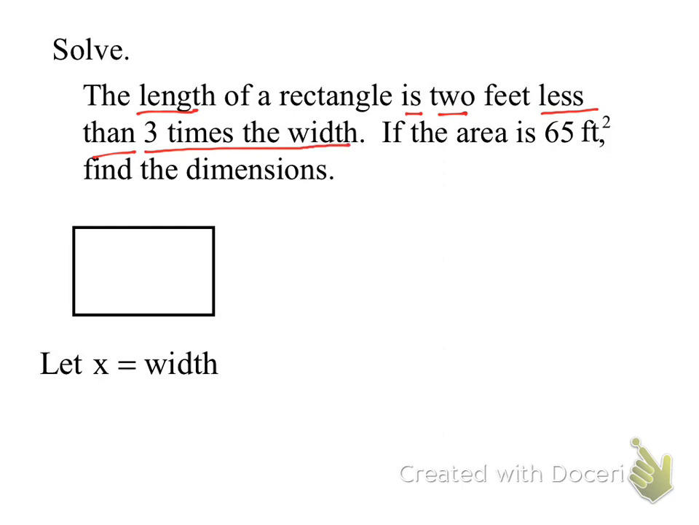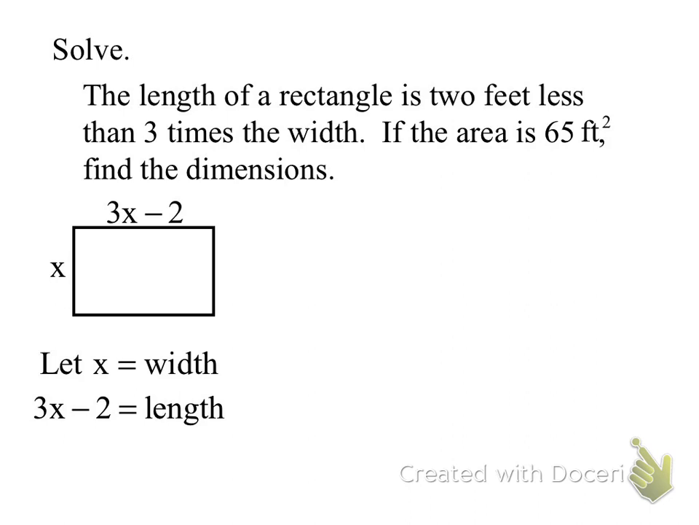How are we going to read that? Okay, Brady? 3x minus 2. Yep. This is a 3x. This is a 2. Because it says less than, we have to crisscross the terms. So it's 3x minus 2 is the length.